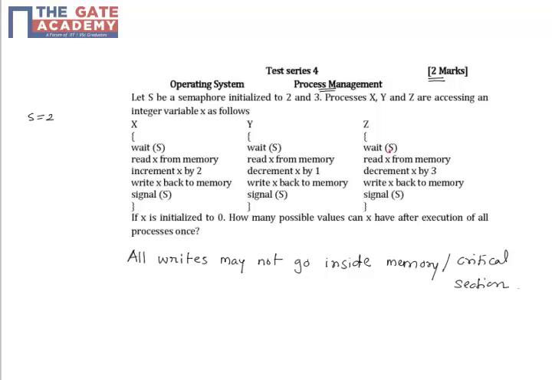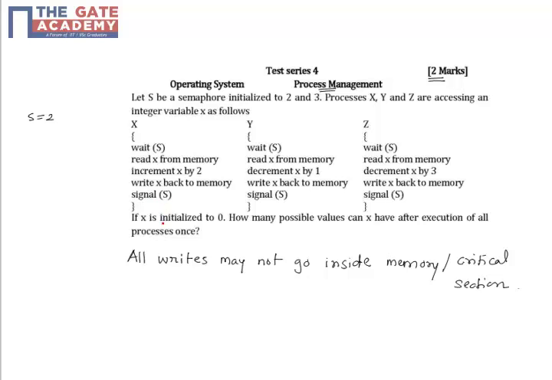So we are applying wait on S before entering into the critical section. Then we are reading the value of X, we are performing some operation on X, and then we are writing that value back into the memory. And then we are calling the signal of S. That means we are increasing that semaphore's value.